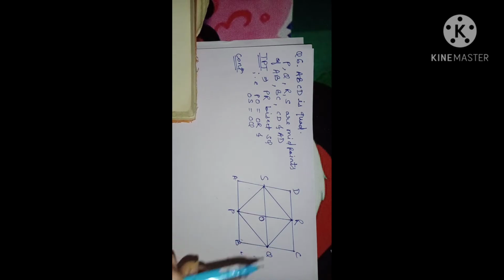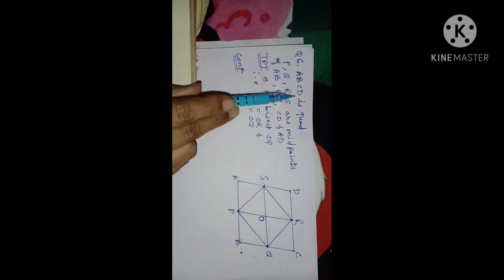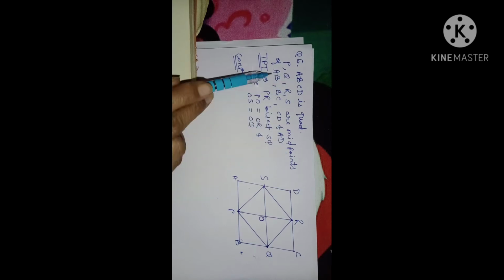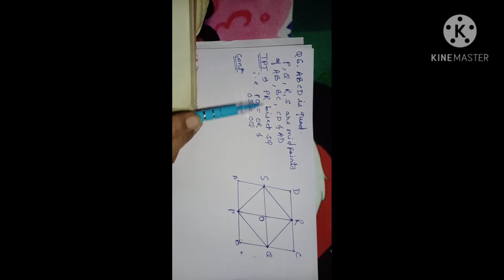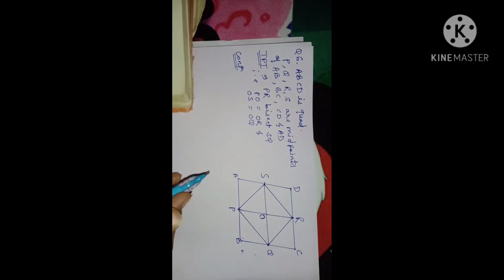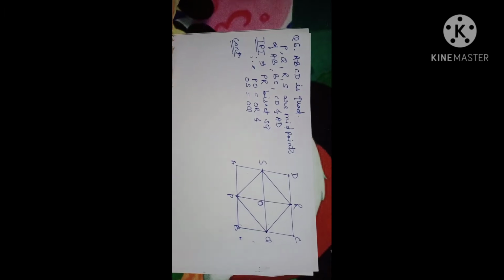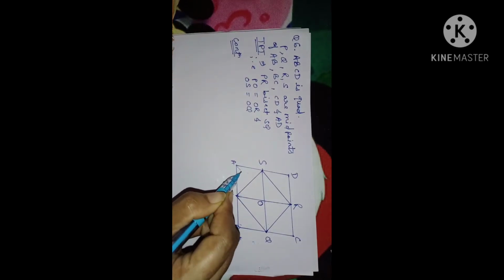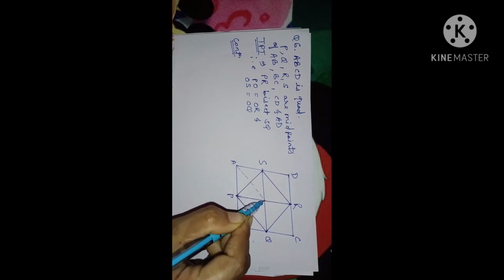Bisect means OS is equal to OQ and OP equal to OR. Alright. So according to the question, this is the given. P, Q, R, S are midpoints of AB, BC, CD and AD. PR and SQ bisect each other. This we have to prove. That is PO equal to OR and OS is equal to OQ. We need a construction. What is the construction? Join AC. This is a construction. Join AC.